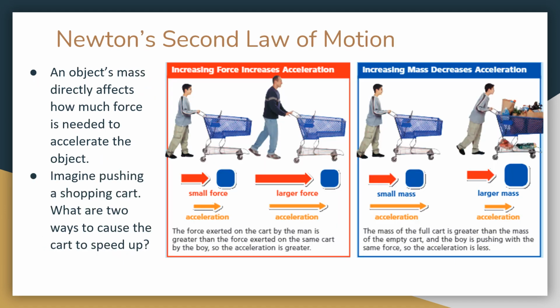Newton's second law of motion. An object's mass directly affects how much force is needed to accelerate the object. Imagine pushing a shopping cart. What are two ways to cause the cart to speed up? We can apply a greater force and push it harder, or you could just push it and let it go. That would make it go faster also.